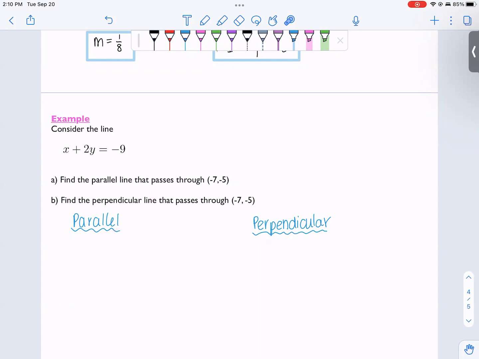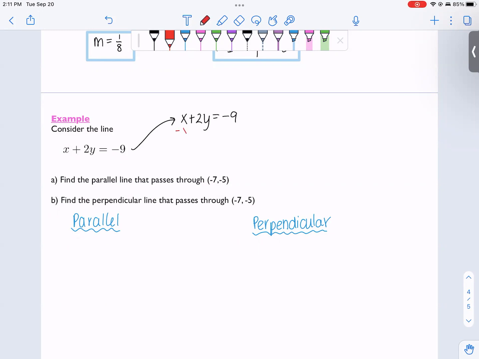Parallel, perpendicular line going through a particular point. So we need to find the slope of this original line first to go anywhere. So we're going to solve for y, get y by itself. That way we're in y equals mx plus b form. We can figure out the slope.